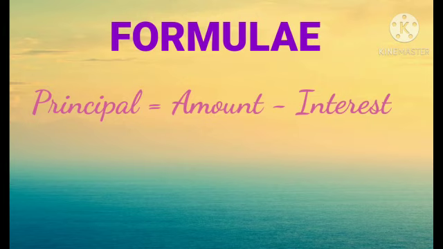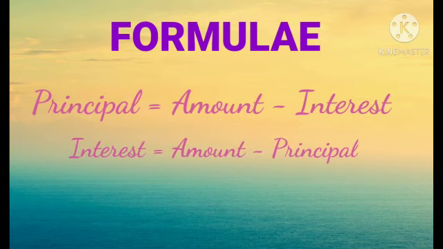Clear, everyone? Now the next formula is for finding the interest. So what is the formula? Interest is equal to amount minus principal. So when you subtract your principal from the amount, you will get your interest. Clear? And the third formula is for finding the amount. How will you find your amount? The formula is: amount is equal to principal plus interest. Clear? If you add your principal with your interest, you will get your amount.